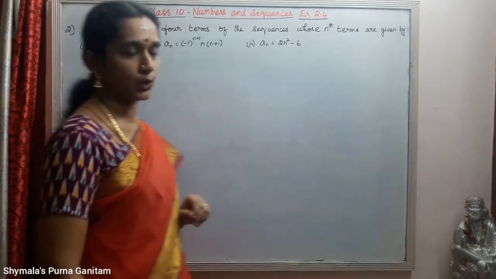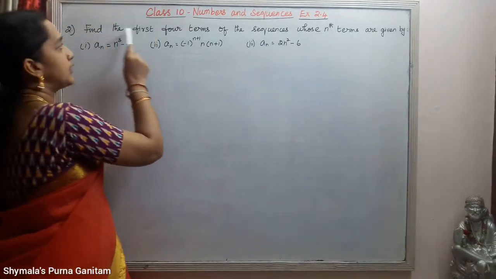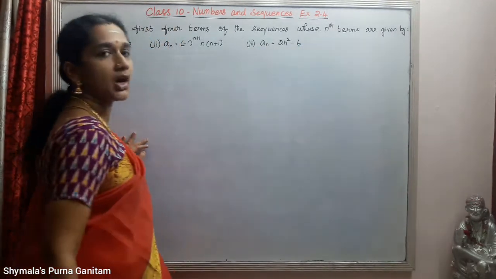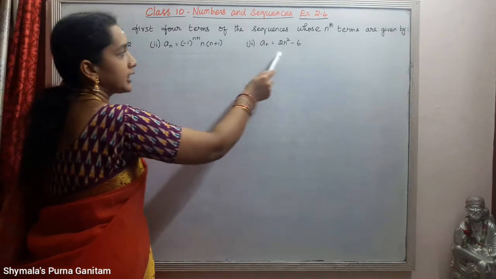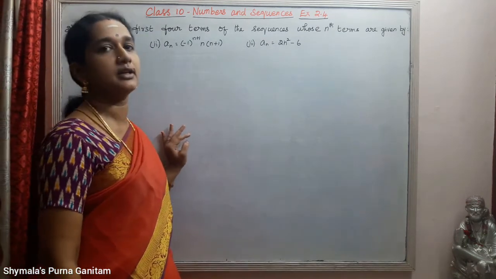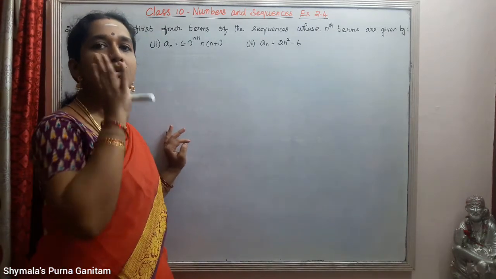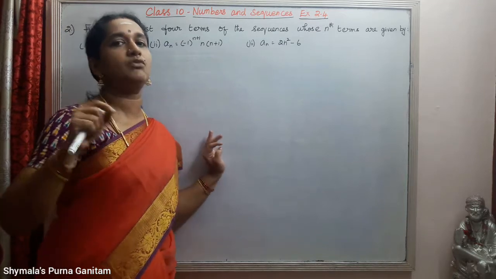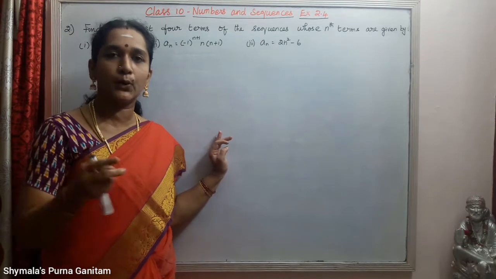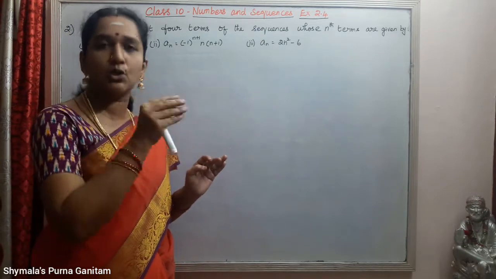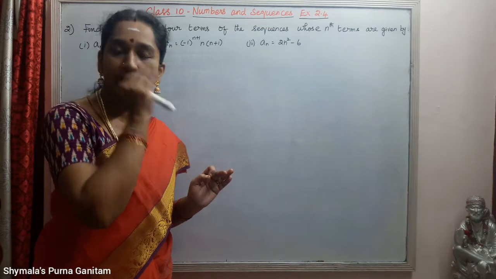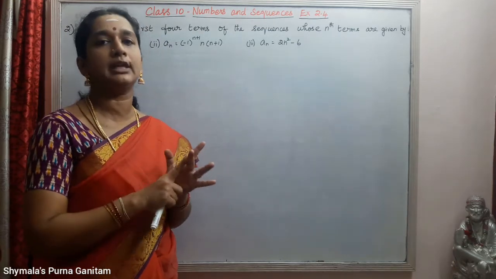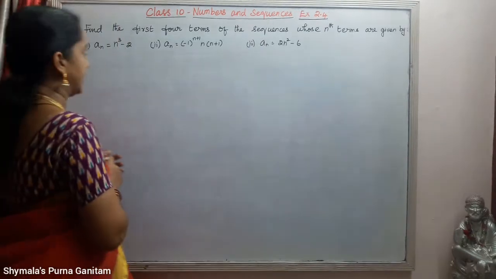Exercise 2.4. Second sum: find the first four terms of the sequences whose nth terms are given by. Three questions are given. In this, the nth term is given. We are asked to find the first four terms. That is, n is given. In that n we will be substituting 1, 2, 3, 4. Substituting those values in the place of n, we will find the value of the first four terms a1, a2, a3 and a4.